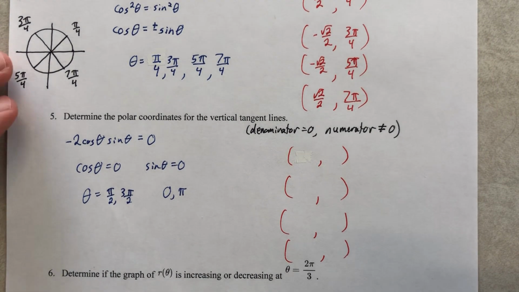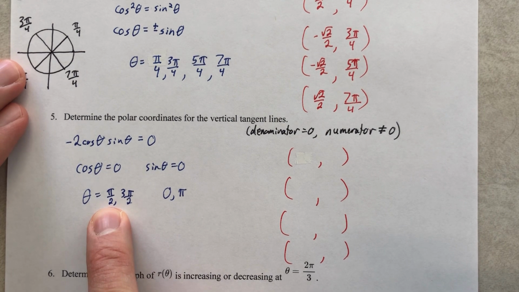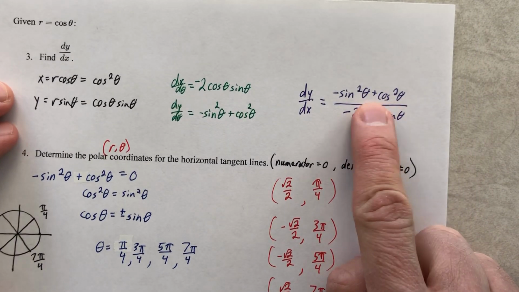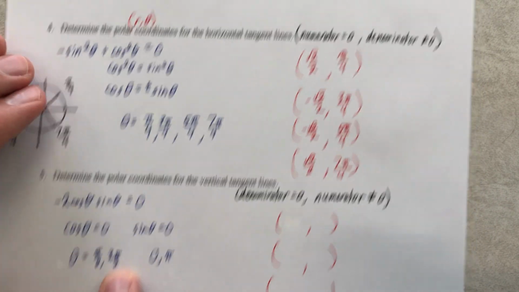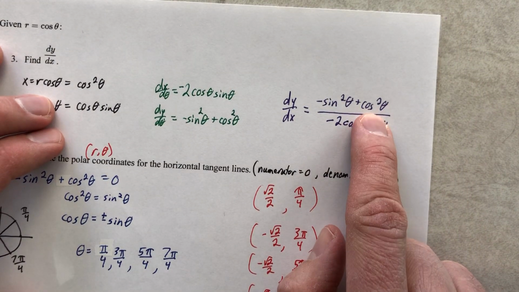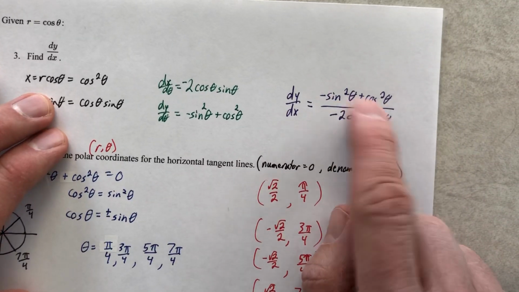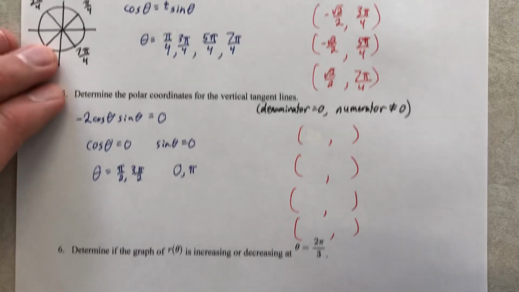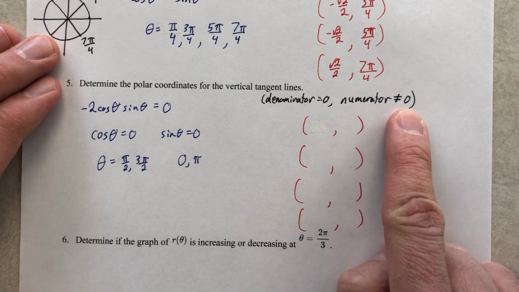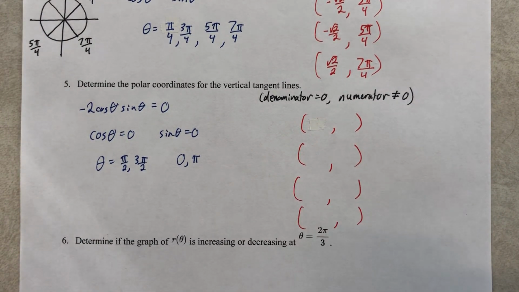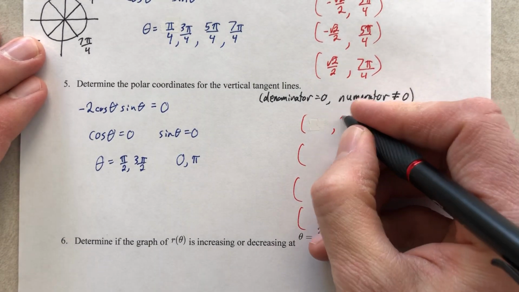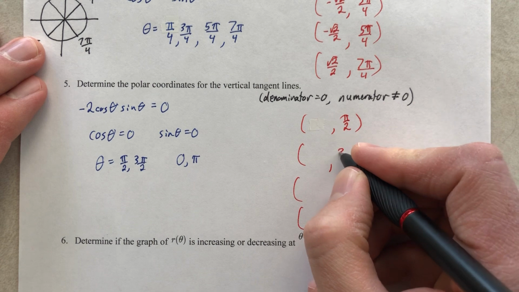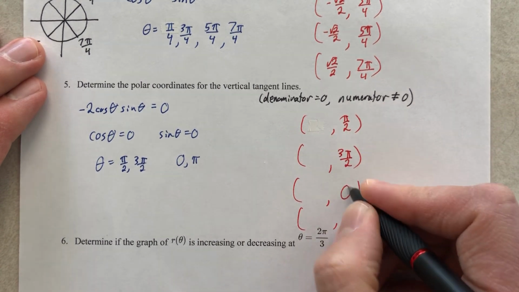Here's the thought process. If I plugged in pi over 2 to the numerator, would I get it equal to 0? No. If I plug in 3 pi over 2 to the numerator, would the whole thing equal 0? No. What if I plugged in 0? No. Pi? No. You'd get a term to equal 0, but you wouldn't get the whole thing. Therefore, I don't have this situation. That's what I was going to say earlier, but I went ahead and wrote down the 4 coordinates. Sorry, I'm a little scattered right now. Let's keep moving. So pi over 2, 3 pi over 2, 0, and pi.